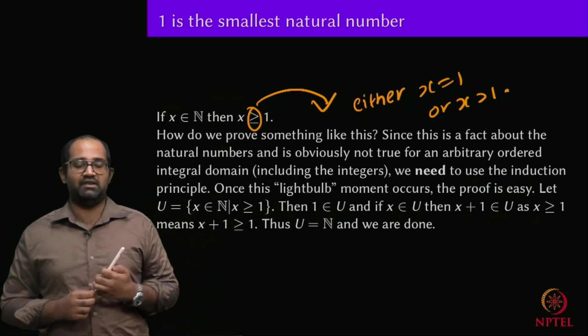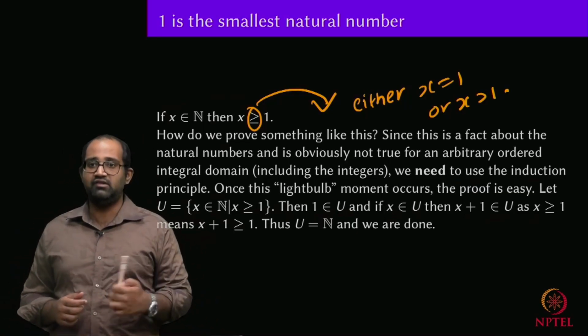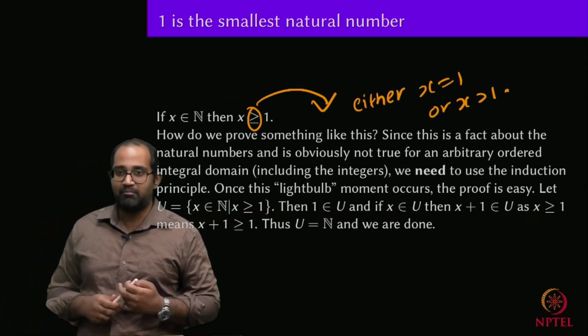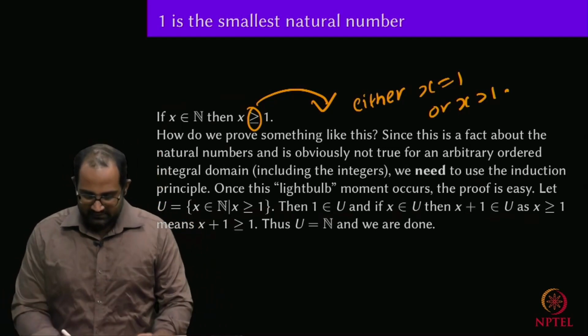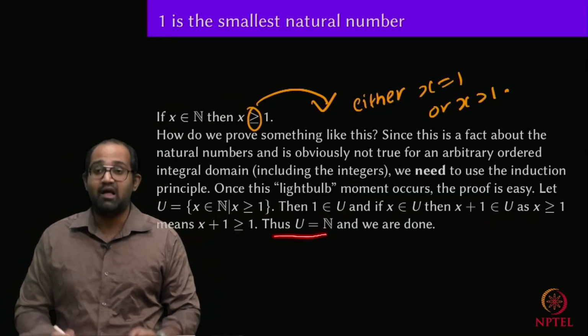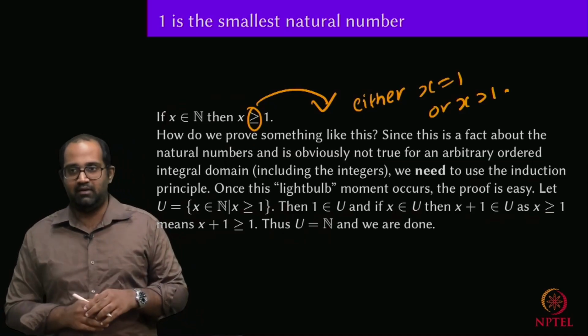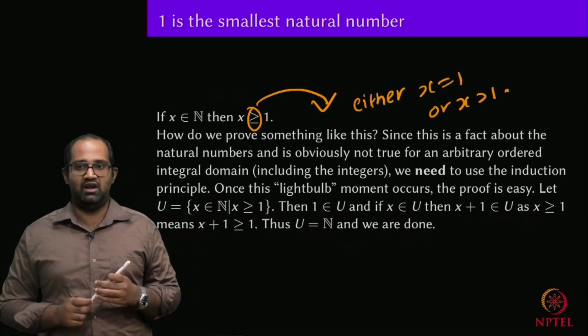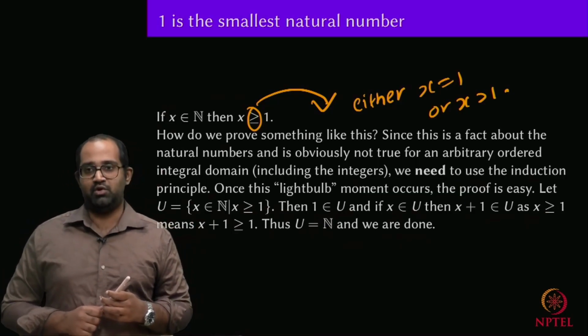This is a property that is encoded in the order axioms. When we saw the definition of an ordered integral domain, please recall that one of these either was part of the axioms or we have proved it. Thus, U must be the set of natural numbers by the induction principle. And we are done. We have shown that every natural number is greater than or equal to 1.